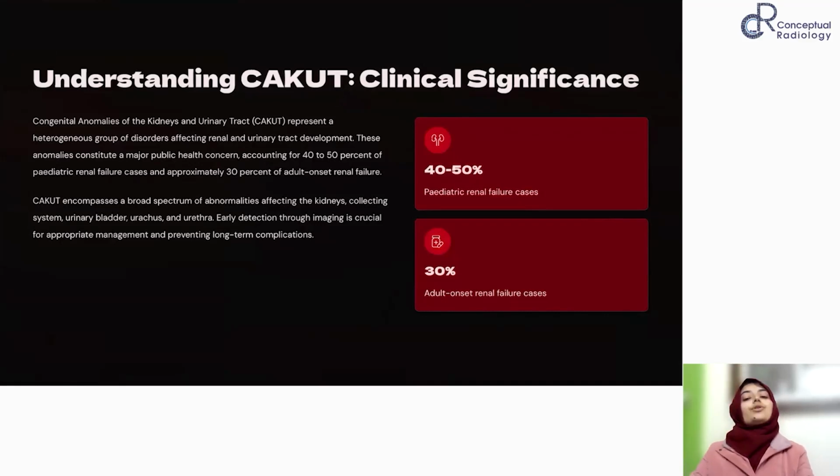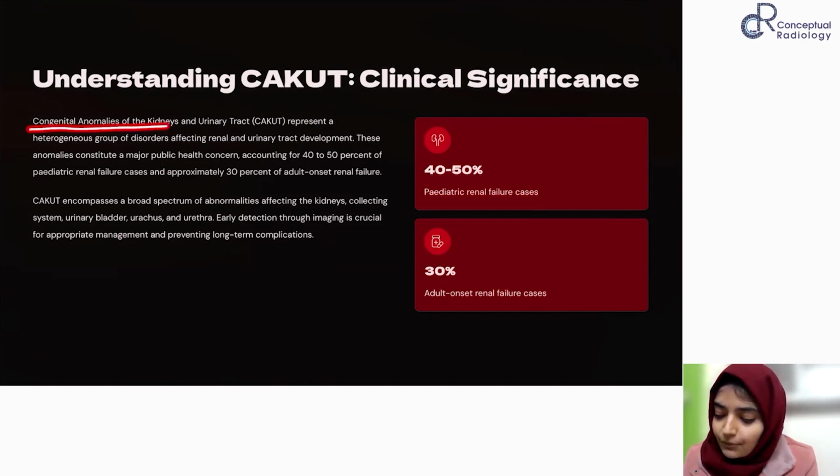So now these are CAKUT anomalies, as I said. What is the clinical significance? Congenital anomalies of kidneys and urinary tract is the full form of this acronym. It is a large group of disorders. It affects not only the kidney but the entire urinary tract, and these anomalies can form a major public health concern.